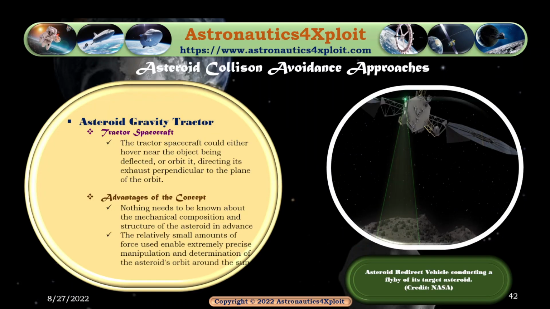deflection. The tractor spacecraft could either hover near the object being deflected or orbit it, directing its exhaust perpendicular to the plane of the orbit. Advantages of the asteroid gravity tractor are: nothing needs to be known about the mechanical composition and structure of the asteroid in advance. The relatively small amounts of force used enable extremely precise manipulation and determination of the asteroid's orbit around the Sun. This picture shows an asteroid redirect vehicle conducting a flyby of its target asteroid.